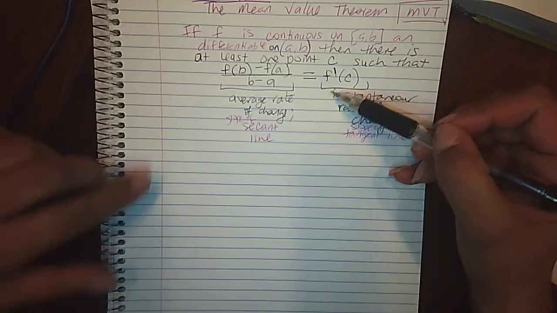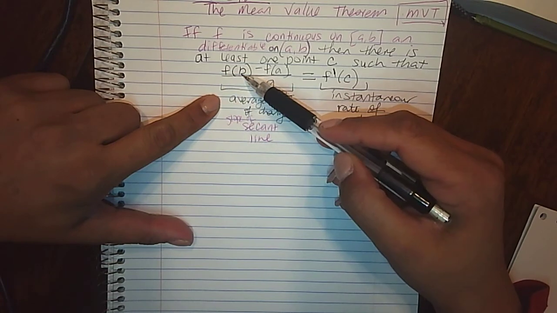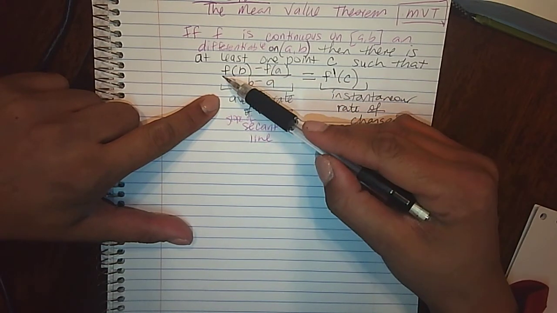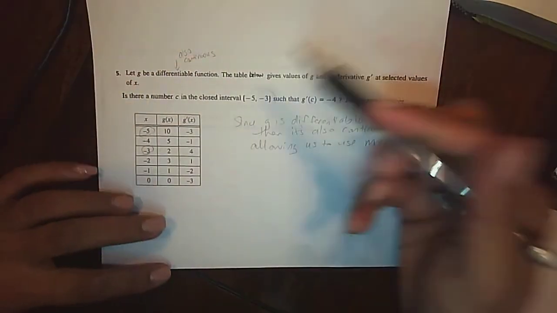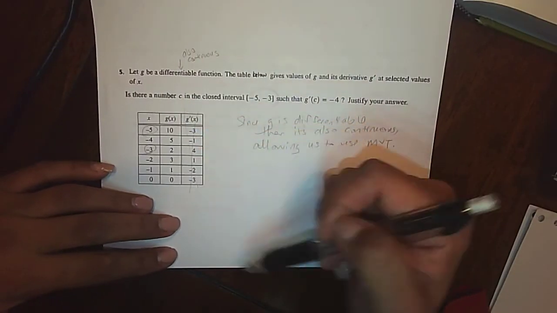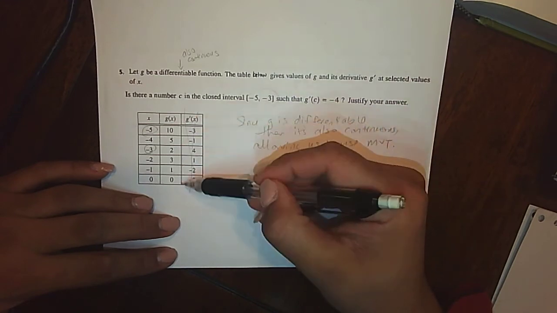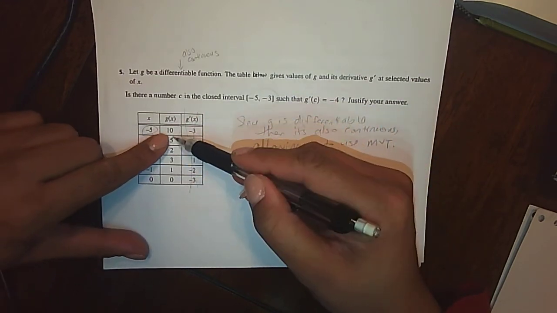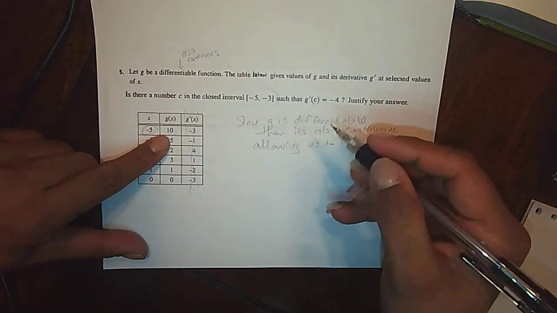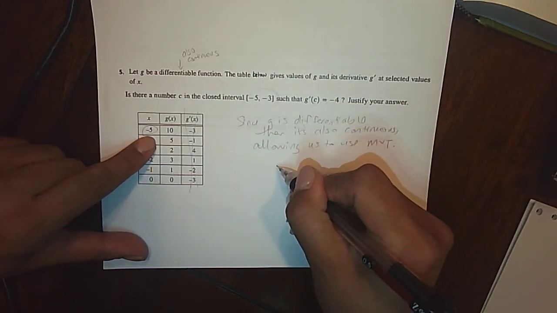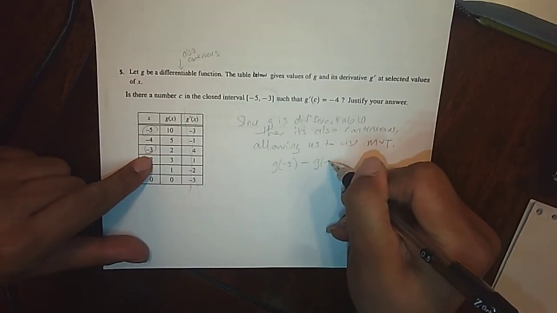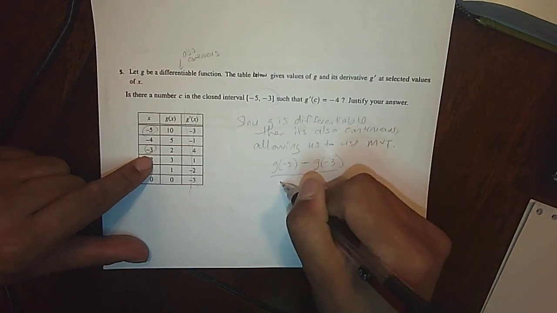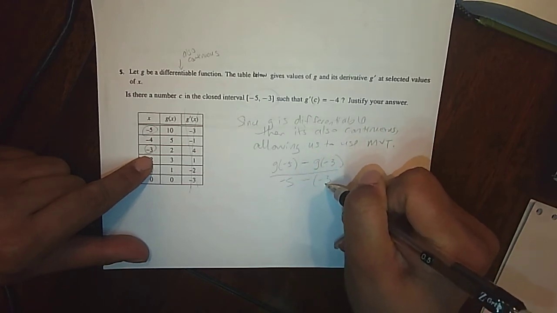Again, if this was f prime notation, when you do average rate of change, you do f of b minus f of a. You don't do f prime of b. You do f of b minus f of a. I'm trying to convince you that this is extra information. I don't need to use the values of the derivative. I'm going to do g of -5 minus g of -3 divided by -5 minus -3.